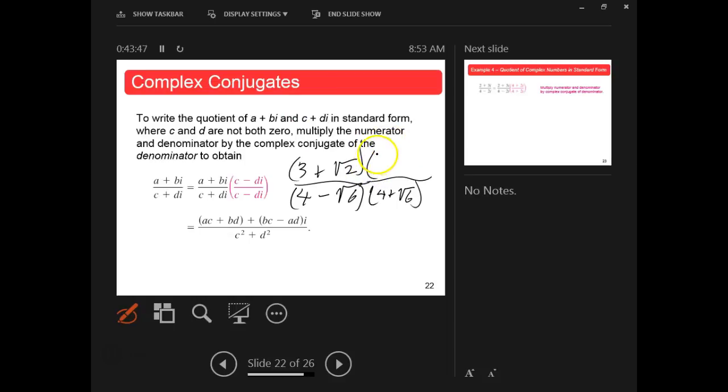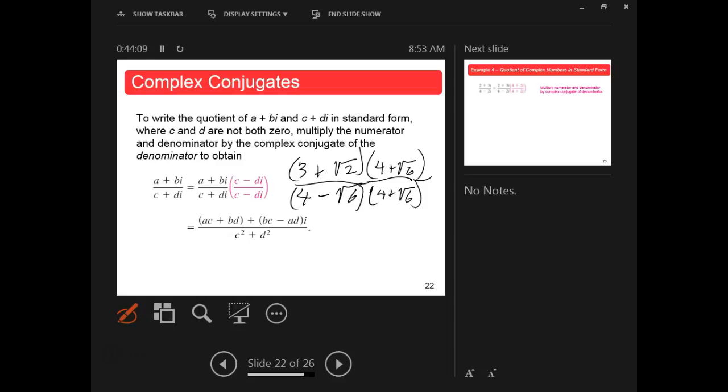The numerator by the same entity, 4 plus the square root of 6. And why can you get away with that? What's 4 plus square root of 6 over 4 plus square root of 6? 1. And when can you multiply by 1? Anytime you want to. It doesn't change the value at all. All right, what does that give you when you do that?